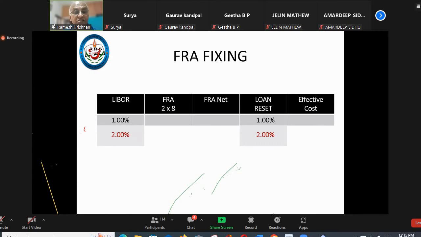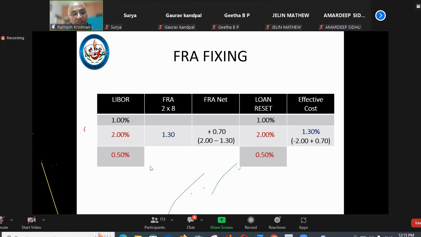1% is your loan interest rate. Suppose the loan is linked to LIBOR. Then 1% is the loan. Now if LIBOR moves to 2, your loan goes up to 2%. Now, if you have taken a 2/8 FRA at 1.3, what happens? Market LIBOR is 2, your FRA is 1.3. You get compensated by 70 basis points from the FRA seller. And your loan continues to be at 2, but your effective cost becomes 1.3. 2 minus 0.70, 1.3.